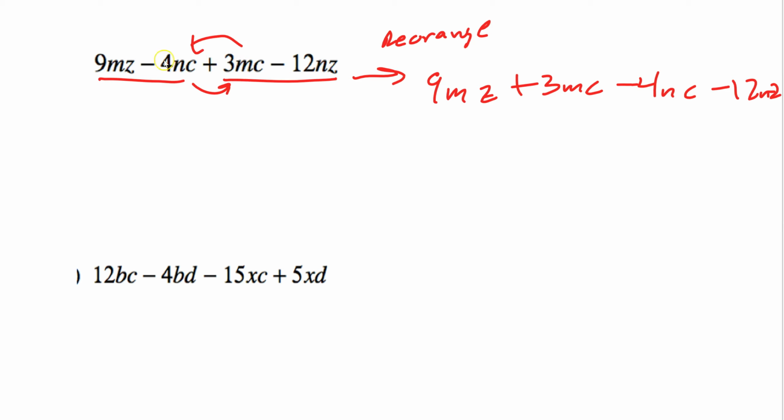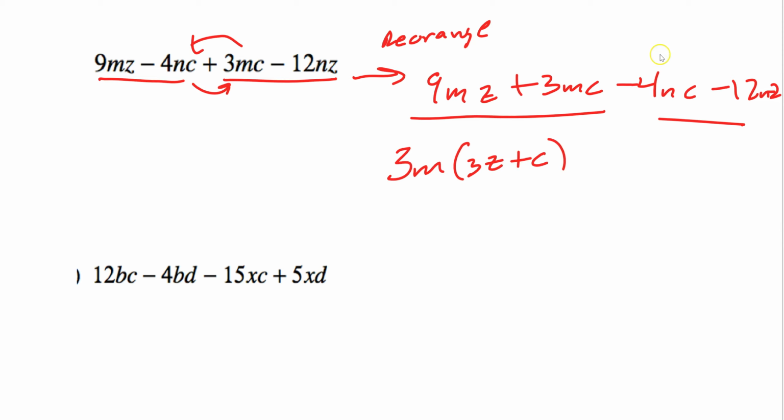So I'm just going to switch these. And that negative goes with the 4. So you get that, and we'll group them. These have a 3 in common, and an m. And left with 3z plus c. Over here, now remember I said last time, always bring down the middle term. So that negative right there, you want to bring that down.